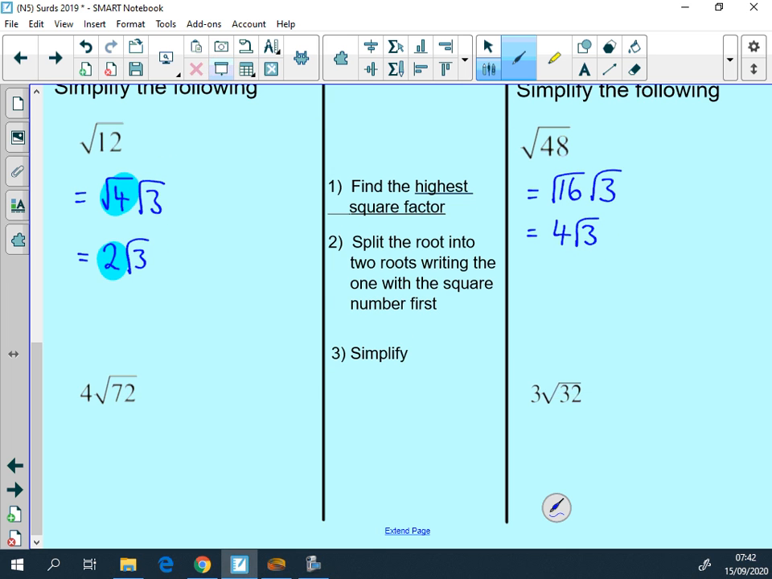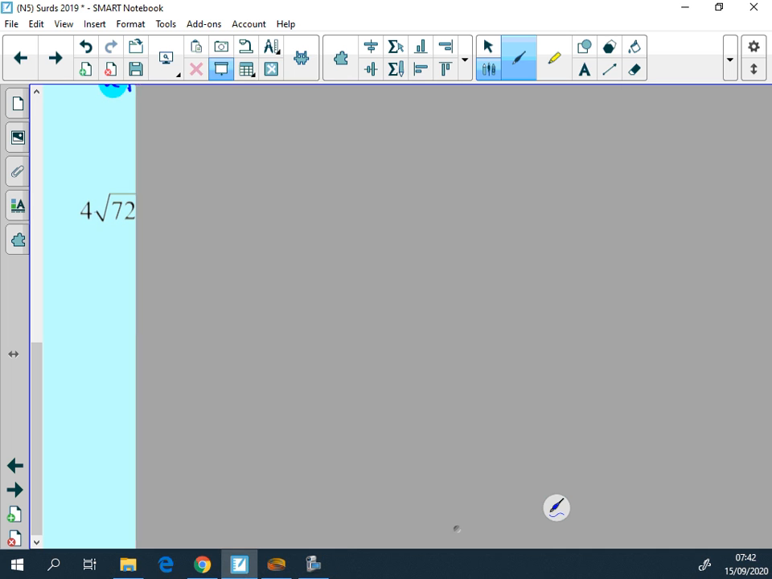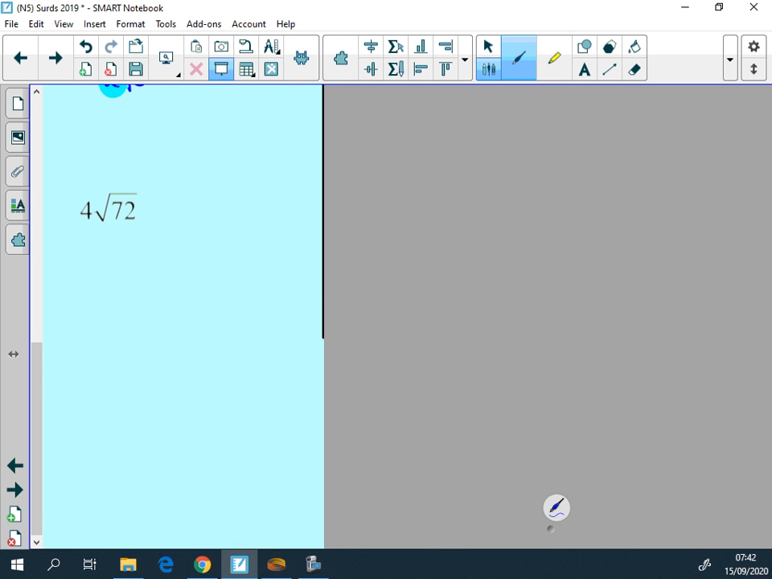I'll give myself a bit more space. So this time, the difference is I've got a number out the front. But to start with, we just leave that alone. And I say, well, that's 4. And root 72 is root 36 times root 2. Now, what that 4 is doing is it's actually multiplying the square root of 72. Or in the next line, it's multiplying root 36 and root 2. So it's timesing both of them.